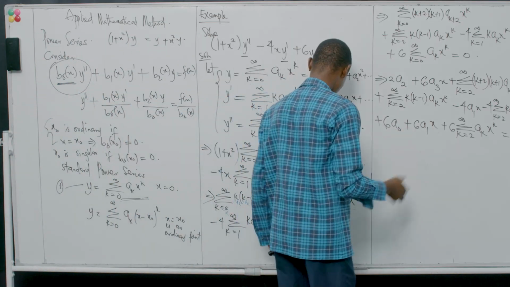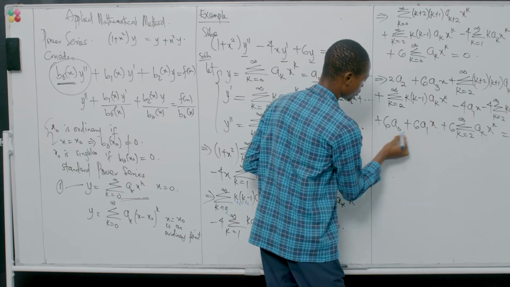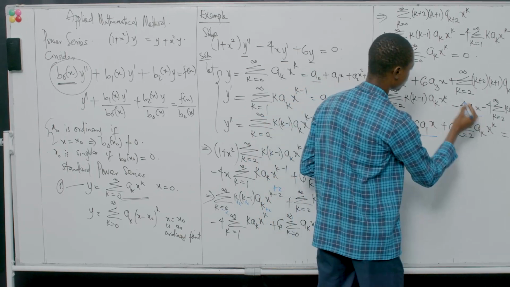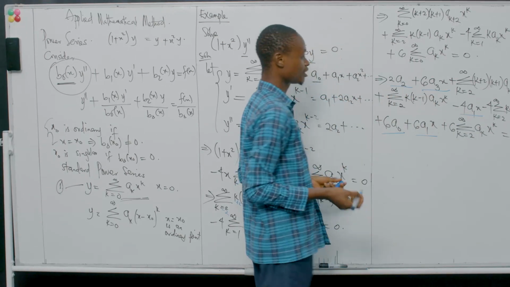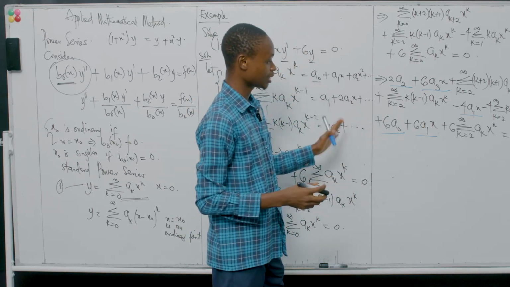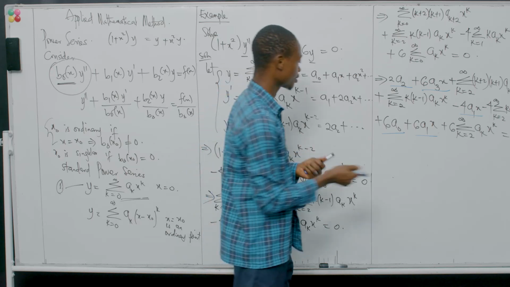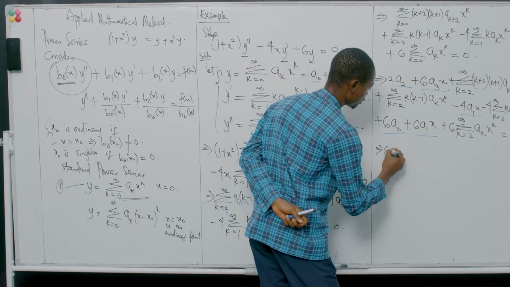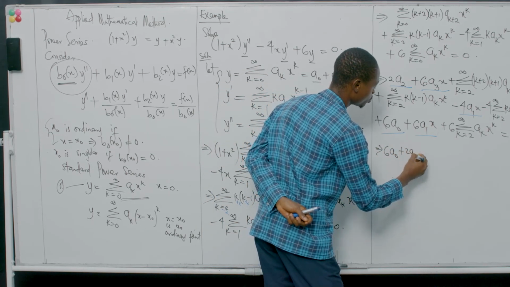Now, I collect all the loose values. I bring them all together, right? So, I pick the constant, that means the one that I have no variable of x. I will now have 6a_0 plus 2a_2. Abi?